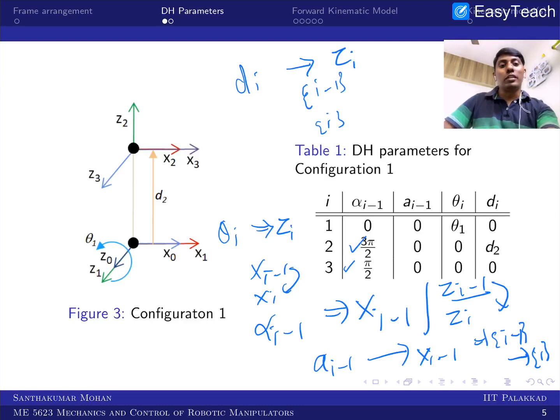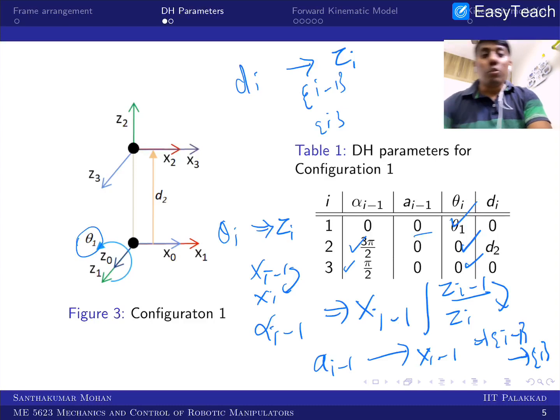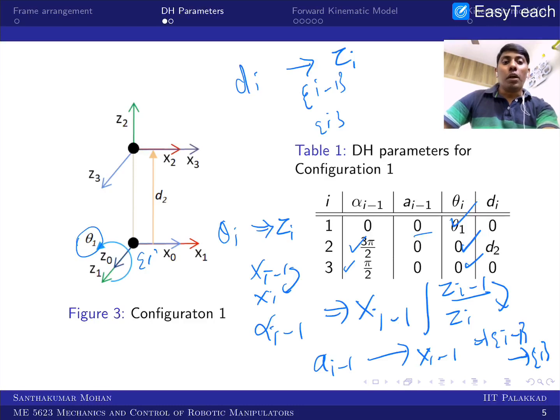So in the sense, you can see that there is a variable theta 1, and there is no angle because x2 and x3 are parallel and x1 and x2 are parallel. So these two are 0, and you can see that there is no frame difference, no distance between 0 and 1. That's why this is also 0 along x, or along y, or along z, there is no distance. Only the distance between 1 and 2, there is a vertical displacement along z2.